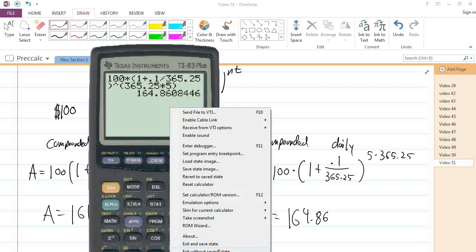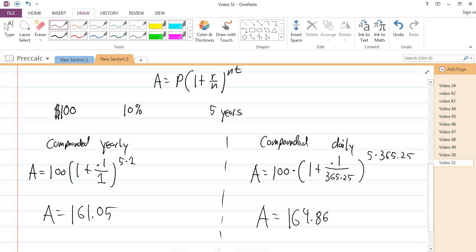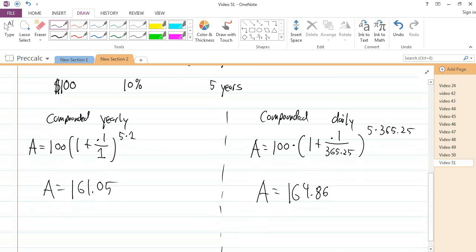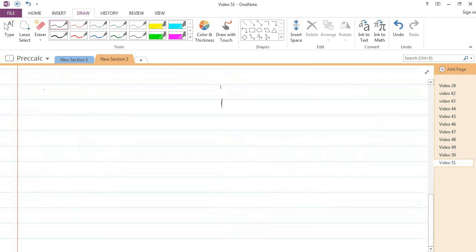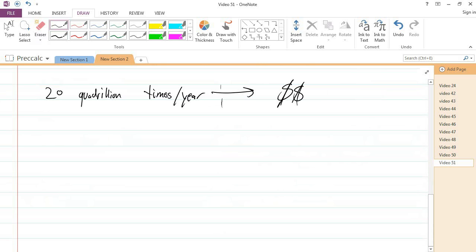add interest. And every time I add interest, there's more money in my account that's going to generate more interest. So the more often I compound, the more money I make. And the question is, does this continue on forever? Can I compound 20 quadrillion times a year, which is very often, and get a ton of money out of my $100?